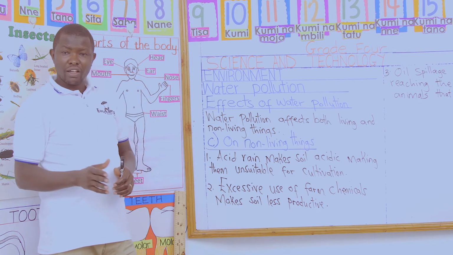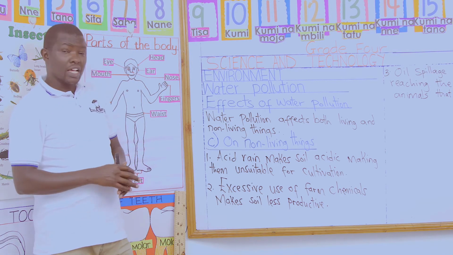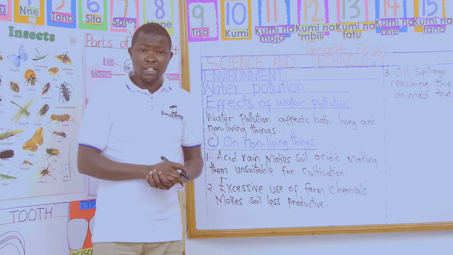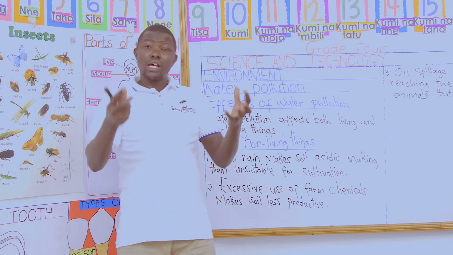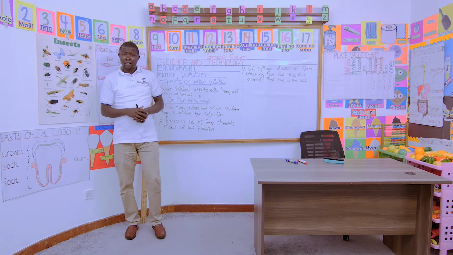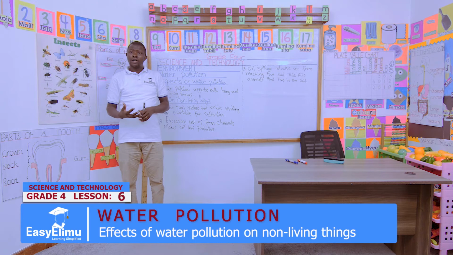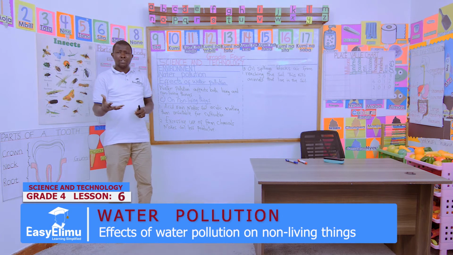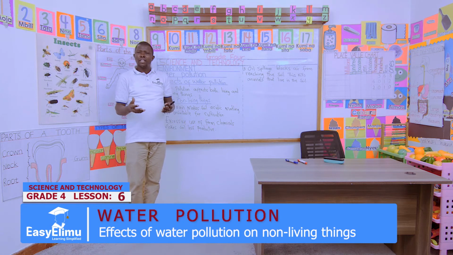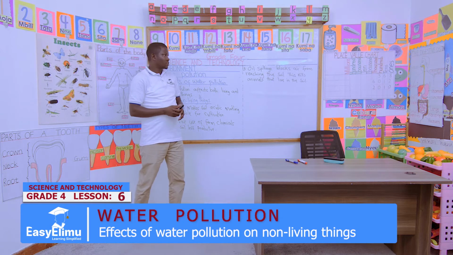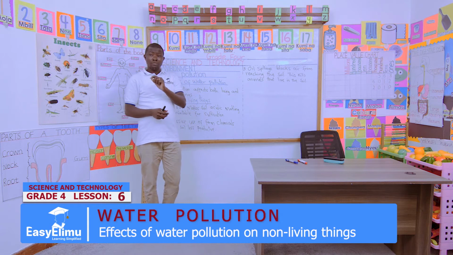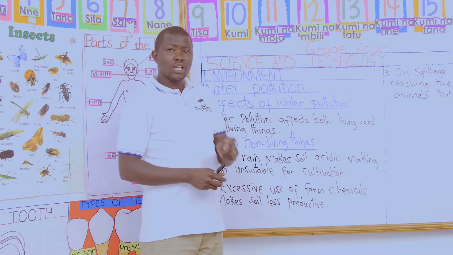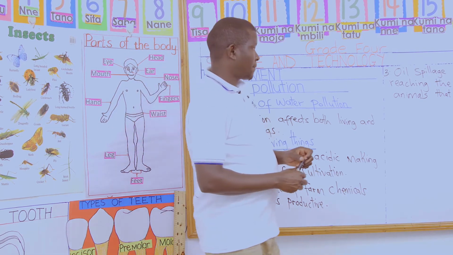Effect number two, from Tom: excessive use of farm chemicals will make the soil less productive. That is correct. When we use a lot of farm chemicals, excessive use of them will make that soil unproductive. So the plants that grow from that soil will not be productive. That is because of the effect of excessive use of farm chemicals. And these farm chemicals are in water form.